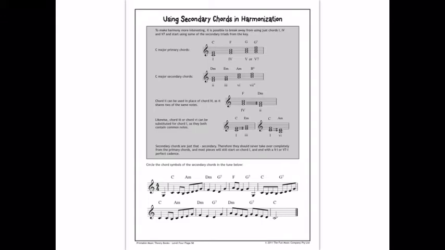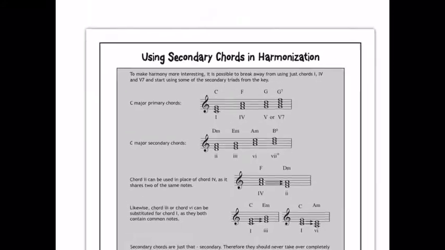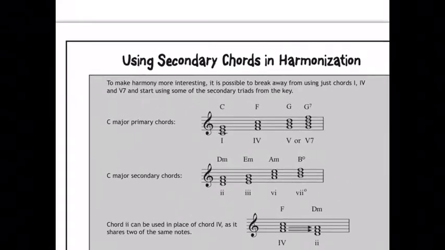The secondary chords are, as you know, everything else in a major scale. A triad's built on scale degrees 2, 3, 6, and 7. Okay, we're going to start with the primary chords first. Quick review. The 1, 4, and 5, or 5, 7, are your basic primary triads, and they sound like this.